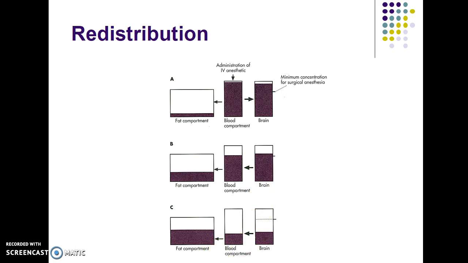And in the end, when we get a distribution that is relatively equal between the three compartments, we start to get an animal that wakes up. Now, the drug has not been eliminated from the body. It's just been redistributed to another part of the body, and it stays there until it slowly goes back out from the fat tissue into the bloodstream. We need to be aware of this.